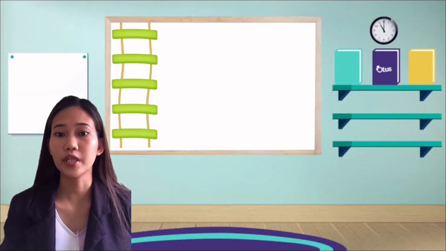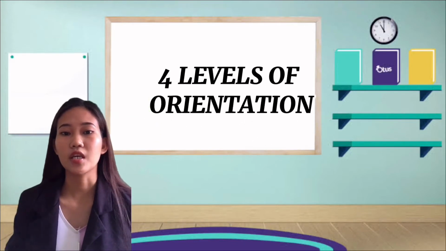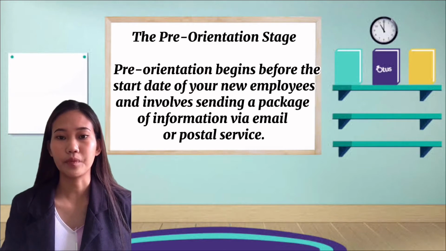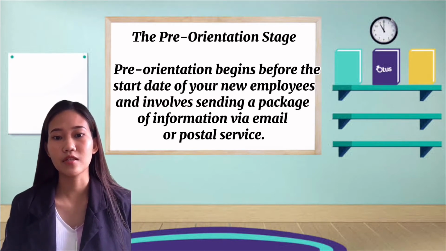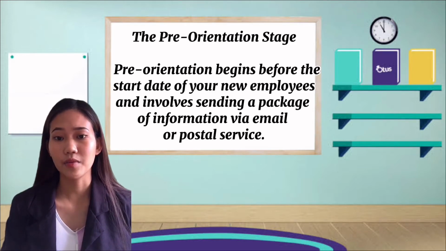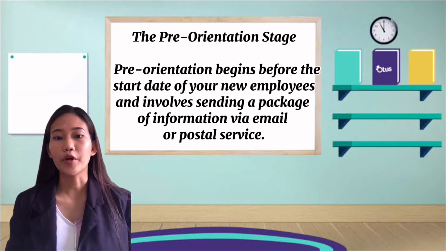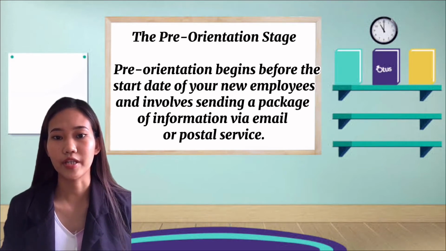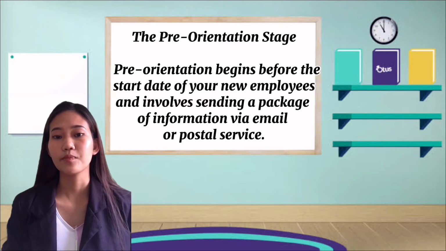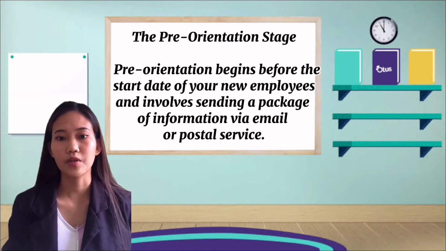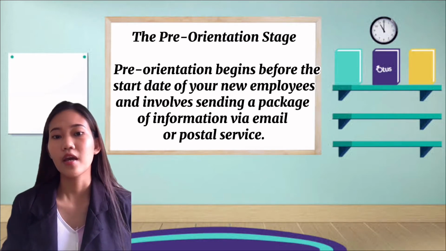The first one is the pre-orientation stage. The pre-orientation stage begins before the start date of your new employees and involves sending a package of information via email or postal service. This package typically includes documents such as an organizational chart, vision statement, mission statement, and explanations of benefits, an annual report, and a checklist of what the actual orientation will cover. Sending a pre-orientation package increases the level of comfort your hires will have on their first day, and it allows them to prepare questions in advance.